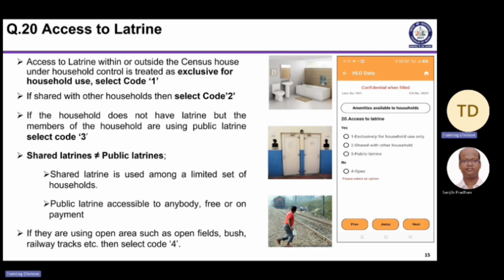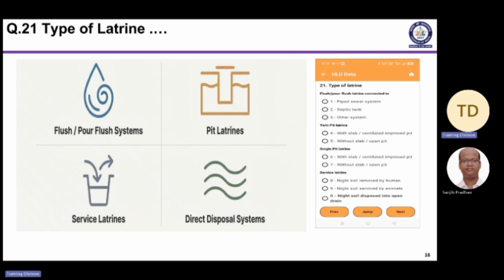So we have to be clear. The question reads access to the latrine. It does not read use of the latrine or availability. Now all our latrine codes, we have 10 codes, 9 plus 0. It is basically divided into these parts: flush or pour flush systems, pit latrines, service latrines, and direct disposal to drainage. So these are the basic 4 divisions. Out of these 4, the other codes are coming.